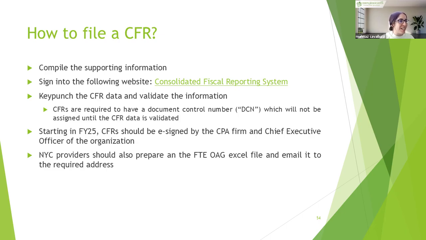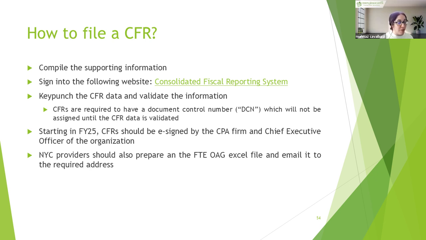So why this matters is because the DCN on everything that is submitted needs to be consistent. There are a few pages in the CFR that need to be signed, which the next bullet point talks about, how now everything is e-signed. So it's a little more straightforward. You don't have to worry so much about submitting the wrong signed pages that don't agree to the DCN of the CFR that you've submitted.